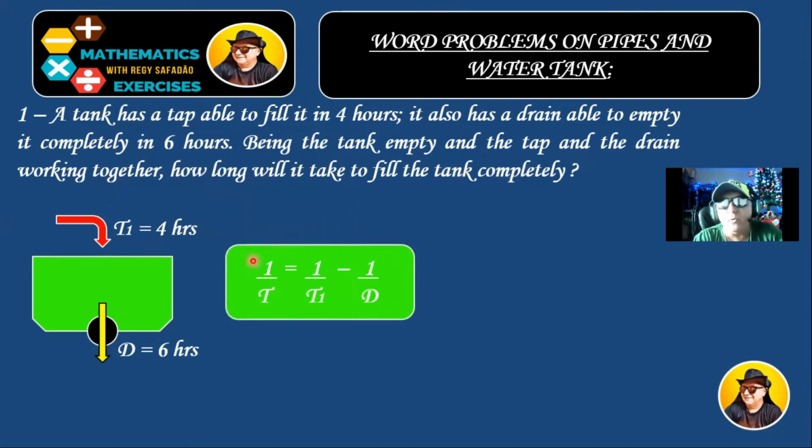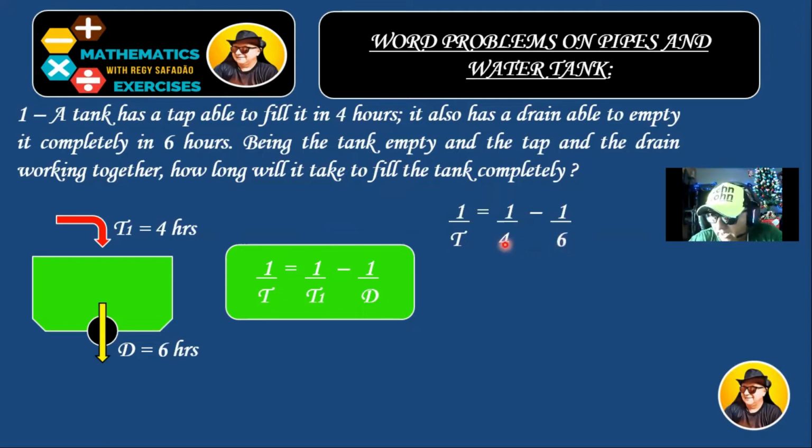So we can prepare our equation like this. 1 over T is 1 over T1, positive, because this is the tap, minus 1 over D. This is negative because this fraction is about the drain. So let's replace the values. Now we have 1 over T is 1 over 4, because tap 1 fills the tank in 4 hours, minus 1 over 6, because this is the drain. The drain empties the tank in 6 hours.